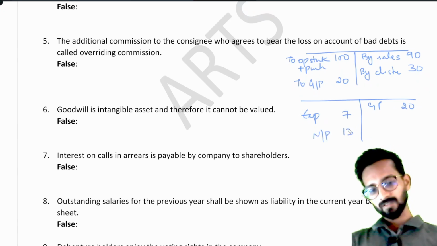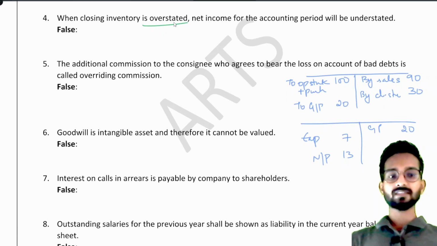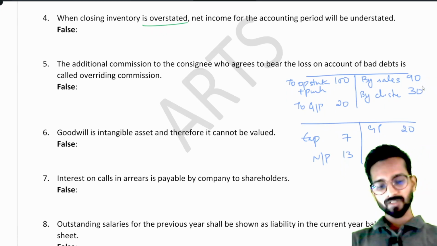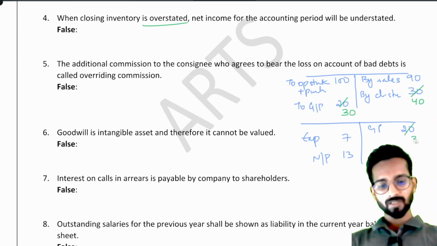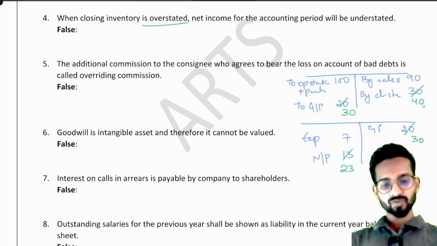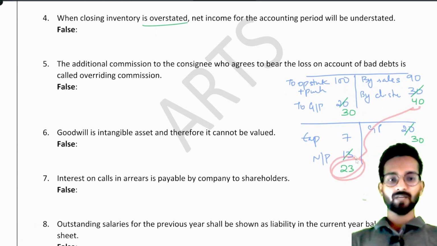Now what they are saying, okay, where is the question? They are saying when closing inventory is overstated, it means we mistakenly wrote more, so closing stock instead of 30, suppose we have written 40. If this side is 40, our gross profit is our balancing figure, so it will also increase from 20 to 30. Understood? So if this is 30, this will also become 30, and if this is 30, our net profit will become 23. It means if closing stock is overstated, if mistakenly written more, our net profit will also be overstated. Net profit will also increase.